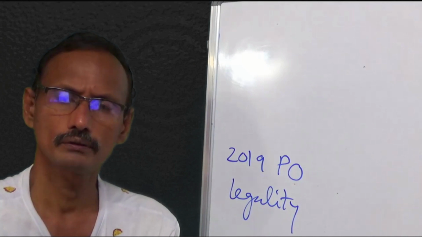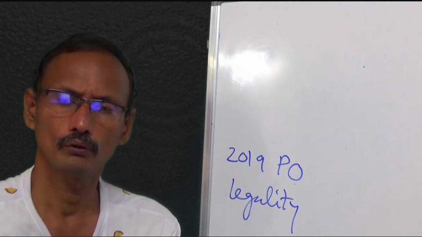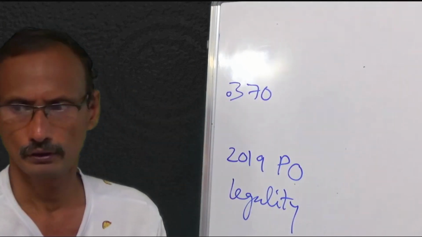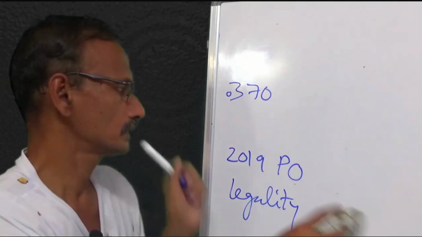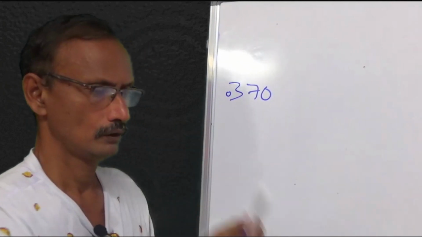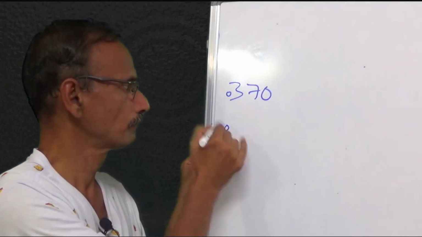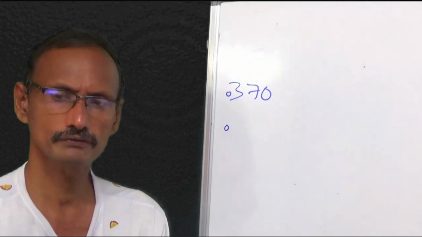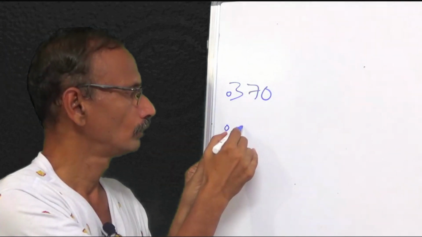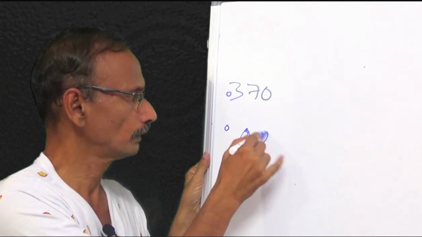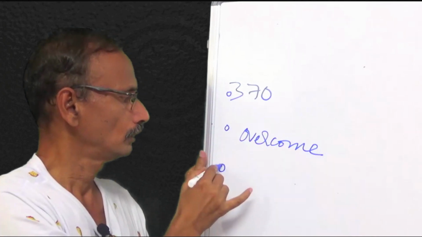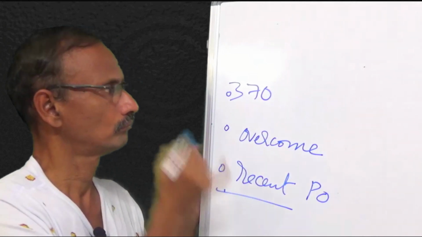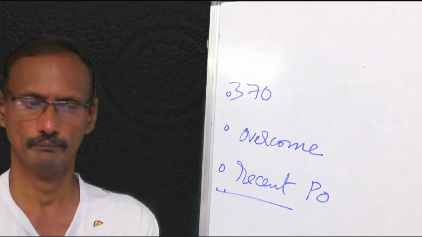For this, we need to know what actually Article 370 is. Okay. Let us discuss the 370 provisions and constraints of 370 and how the constraints were overcome, and then the recent pivot. Okay.